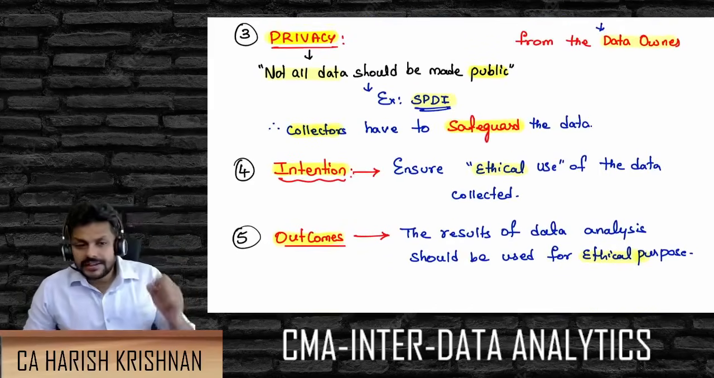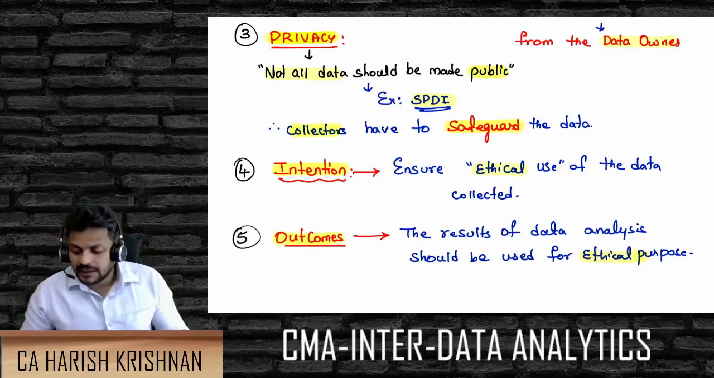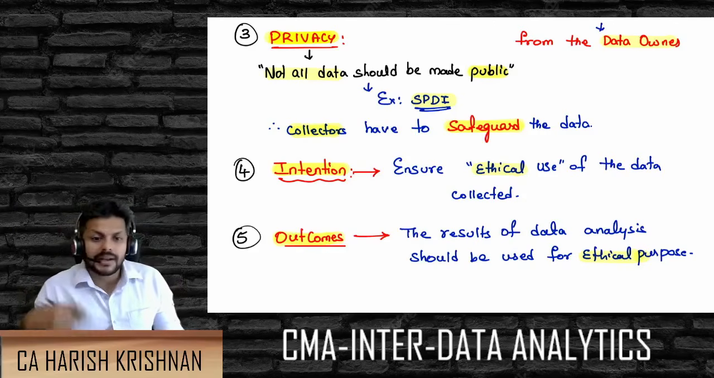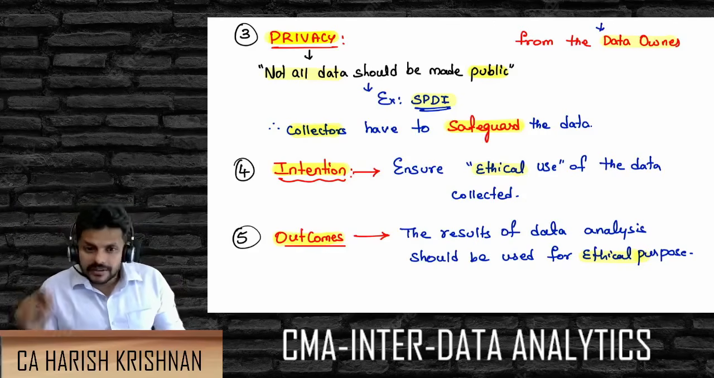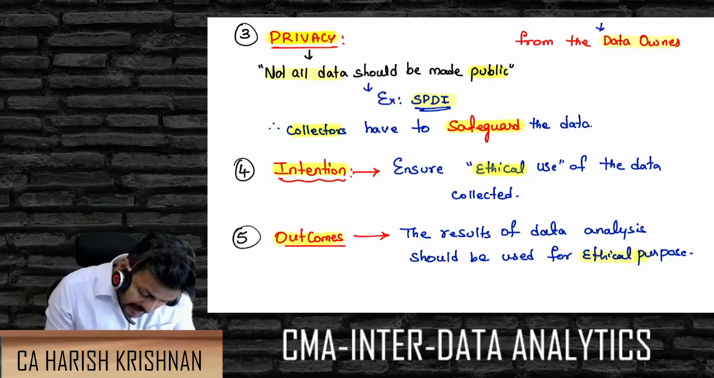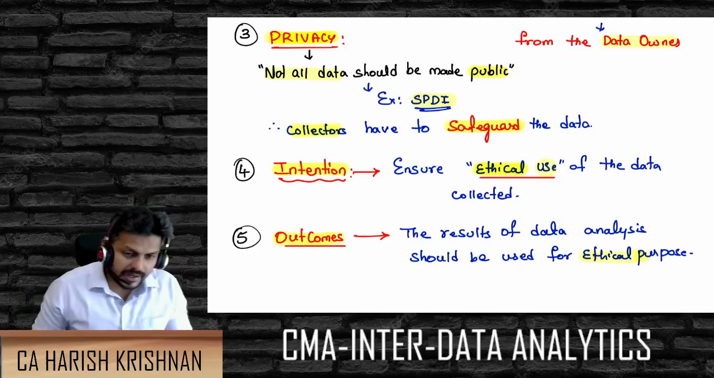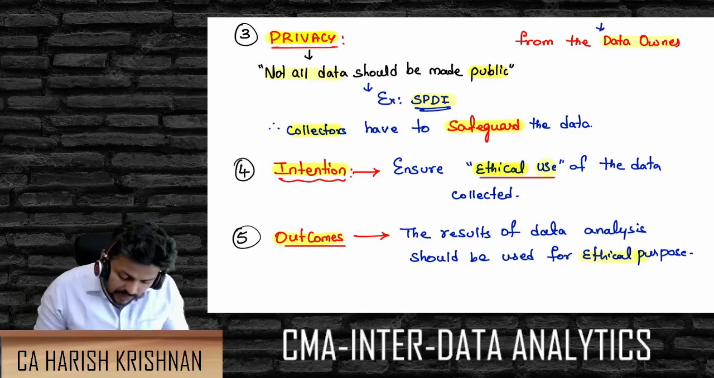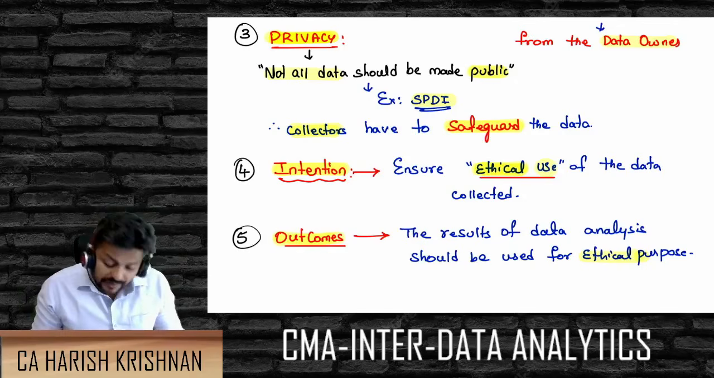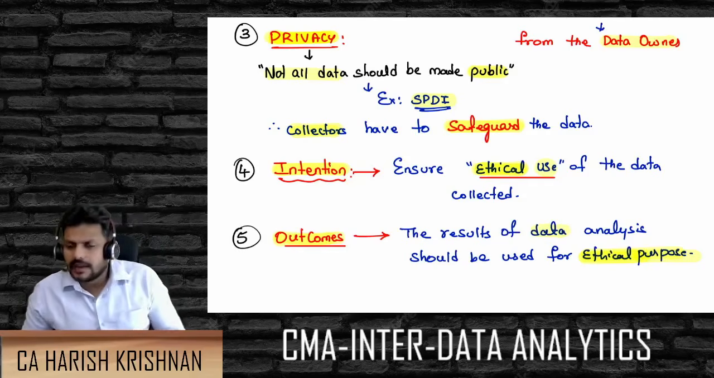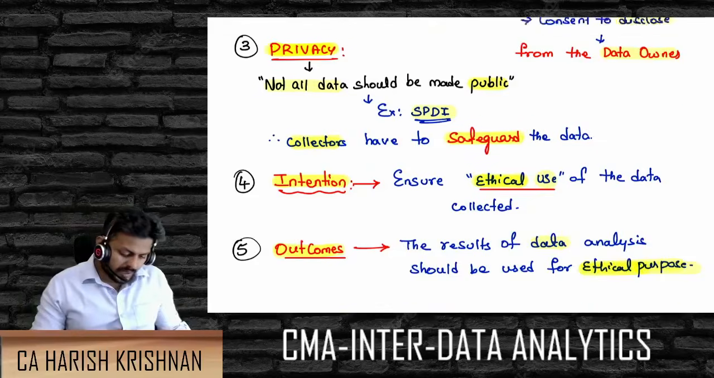And then intention. The intention behind collecting data should be its ethical use. What did I say? One more time: the intention behind collecting data should be to ensure ethical use of the data. And lastly, the results of data analysis should be used only for ethical purposes. Ultimately, why you collected it and what you are doing with it should be very much emphasized.